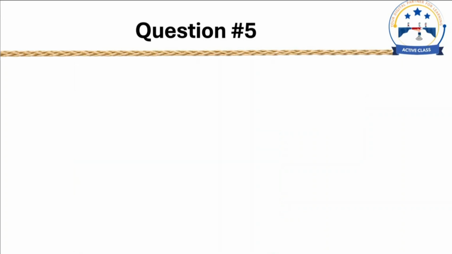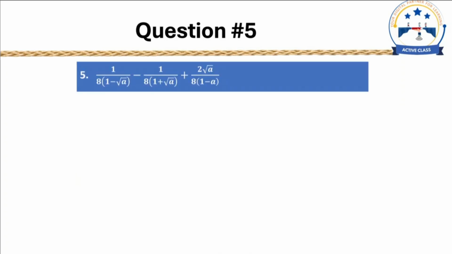Let's do the fifth question. Simplify this expression. This rational expression involves square roots, and the first step is to factorize, right? But all the denominators are in the simplest form. Again, this third denominator we can factorize.